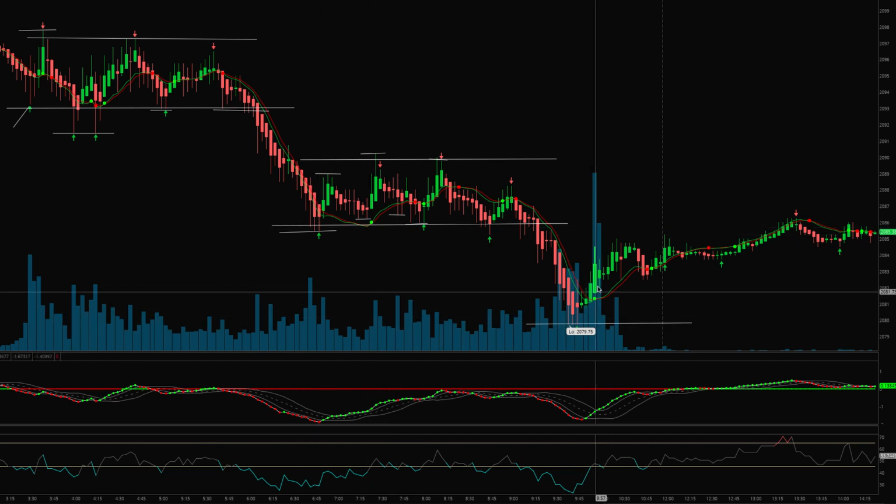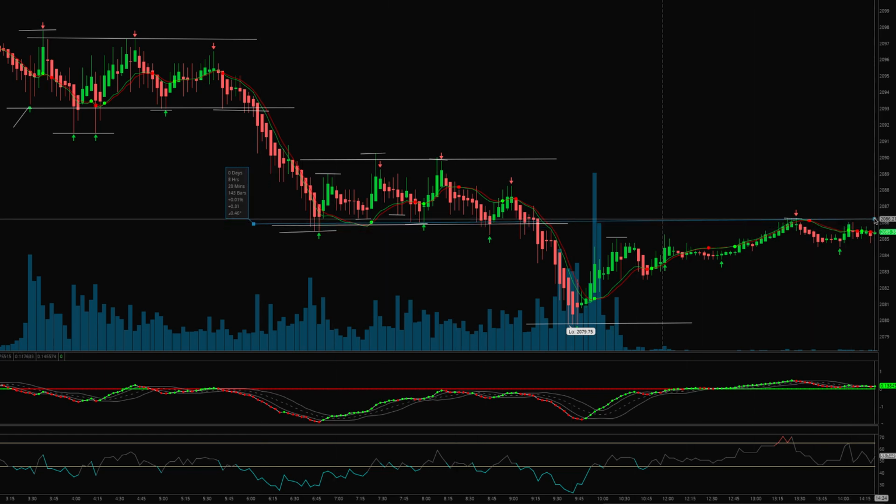As it came up here, it touched this line. We draw a line here. This is the resistance line. And then as it came up here, we draw another resistance line. Now if you look right across, where was your last support? It now became your resistance line. So this is your next zone.